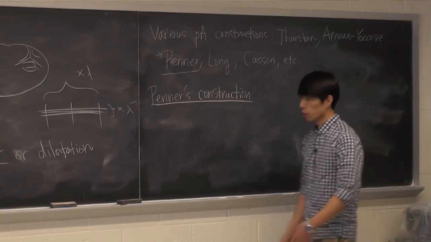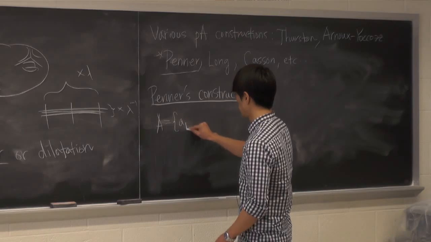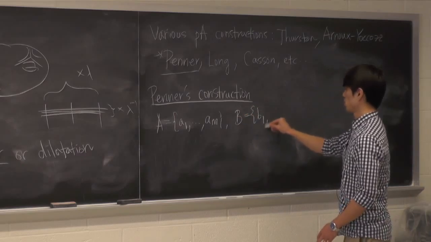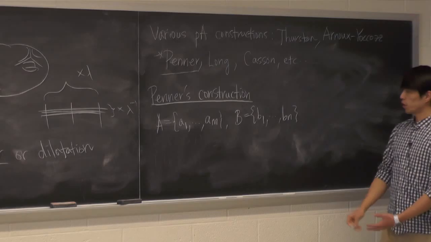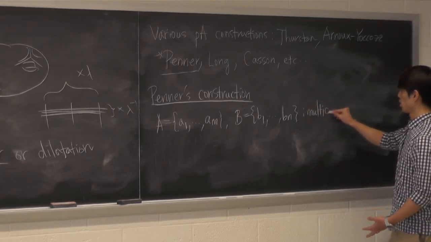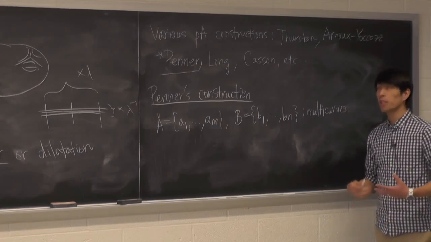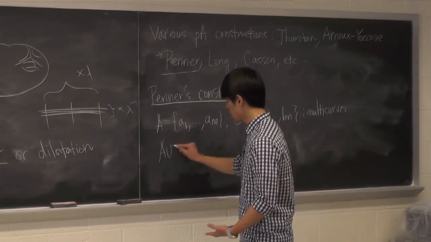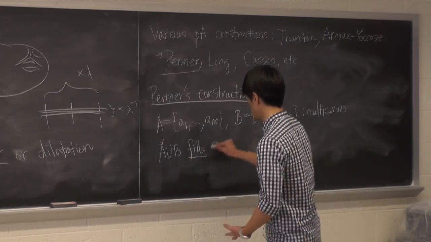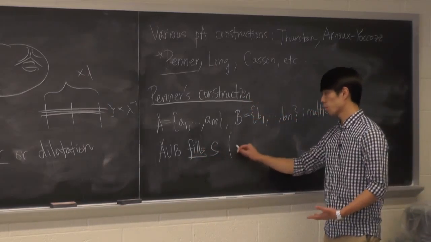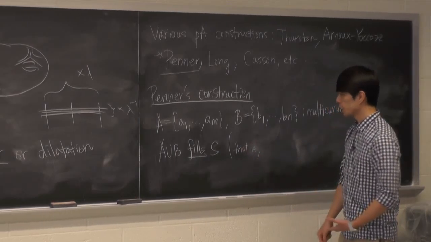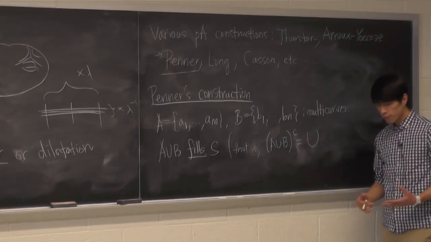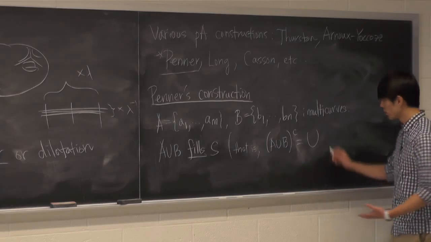Let A and B be multi-curves, A_1 through A_n, B_1 through B_n. A multi-curve is a collection of mutually disjoint simple closed curves. And suppose A union B fills the surface. That means its complement is topologically a union of disks or once-punctured disks.